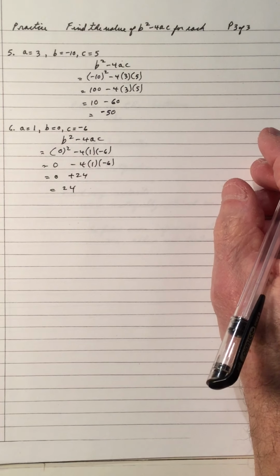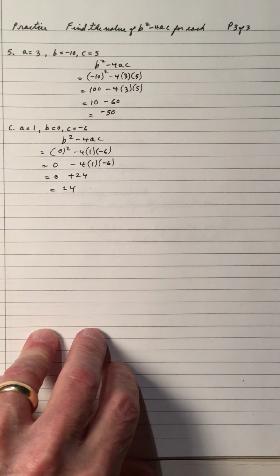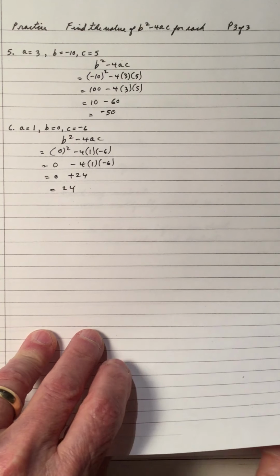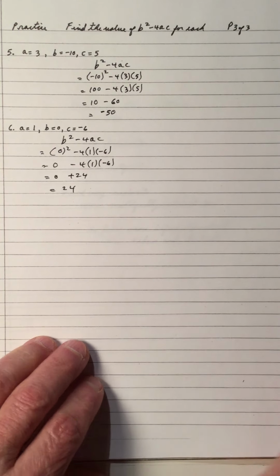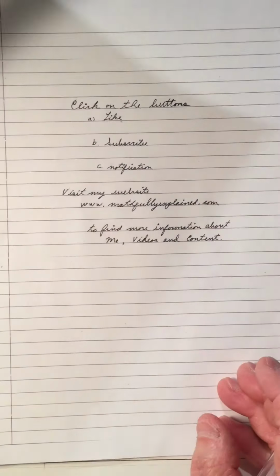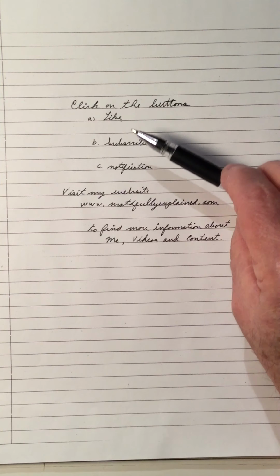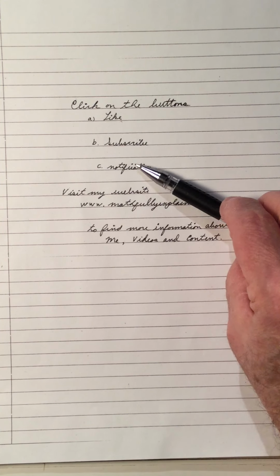So that's simplifying b squared minus 4ac, which is a part of your quadratic formula. And I'm doing each one separately, each little skill separately, and then we'll put it all together when we solve the quadratic formula.